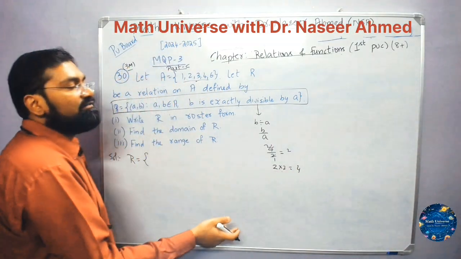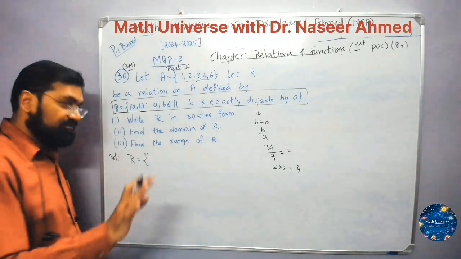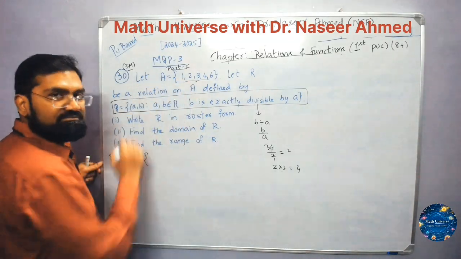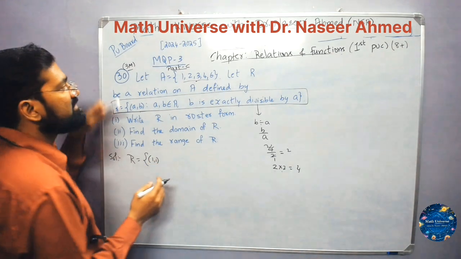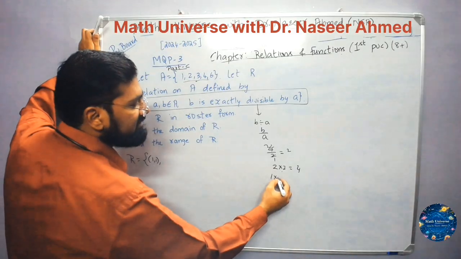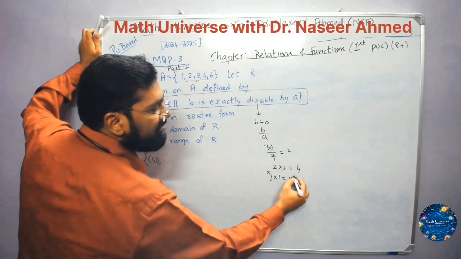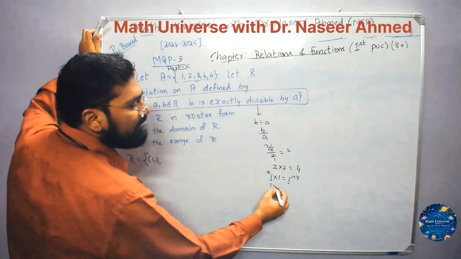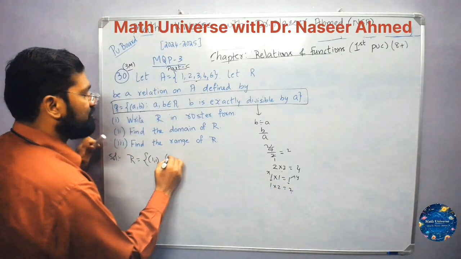So in place of dividing, think as what? Multiple. For example, the first number is what? 1. Start with multiples of 1. 1 1s are 1. Yes, it is there. Then 1 2s are, I'm writing like this. 1 1s are 1. So this is my first element x and this is your y. I hope this point is clear. Next, 1 2s are 2. So x and y: 1 comma 2.